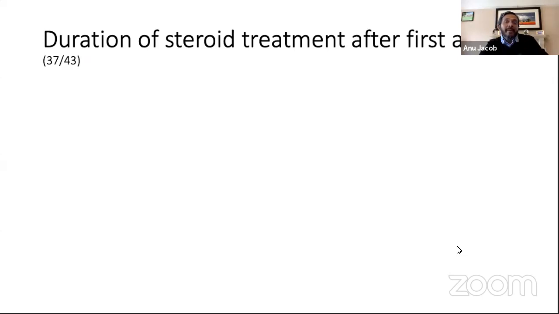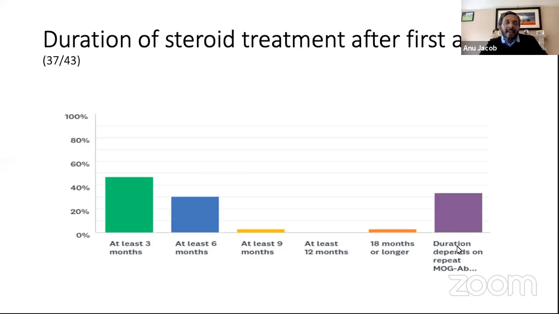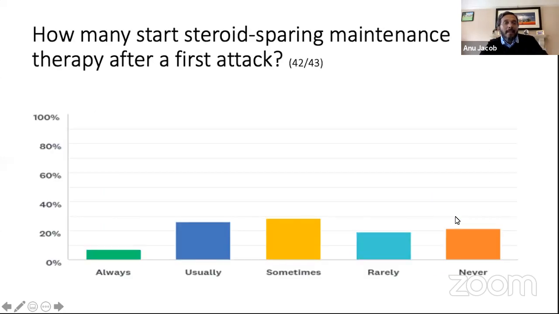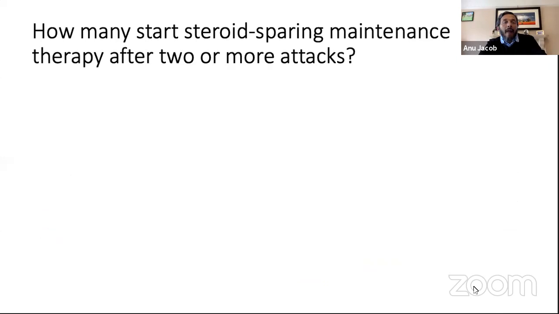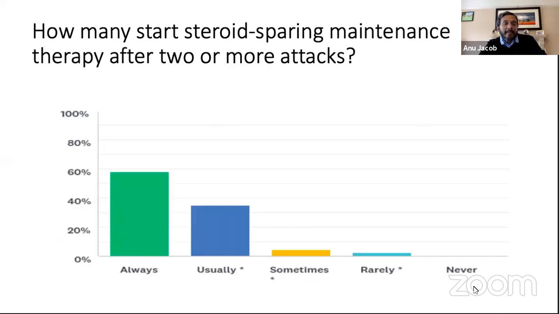What is the duration of steroid treatment after the first attack? What would you do? Think with me. Again, opinions differ: 3 months, 6 months, 9 months, 18 months, and some test antibodies. How many start steroid sparing treatment after first attack? Always, usually, sometimes, rarely, never. And these are all people who deal with MOG. After 2 attacks, how many will start treatment? 60% always, some usually, sometimes, rarely, never. And there are reasons, I'm sure there are good reasons why people don't start.